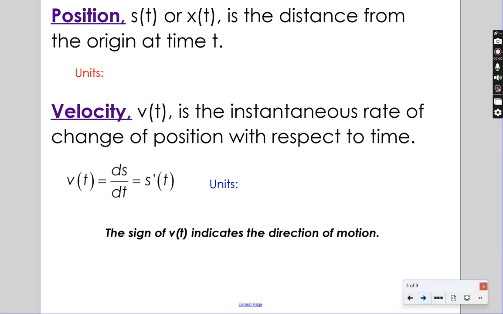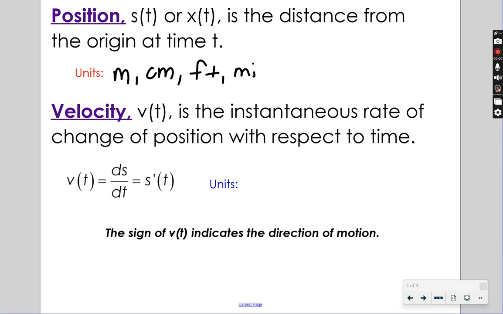All right, so here's a little bit more about the first two. Position, s of t or x of t, is the distance from the origin at time t. So what do you think some units might be that we would give for distance? Meters, centimeters, yep, meters, feet, miles, yes, we could go on and on. Plenty of options, but if it says one of those, we're talking about position, distance from the origin.